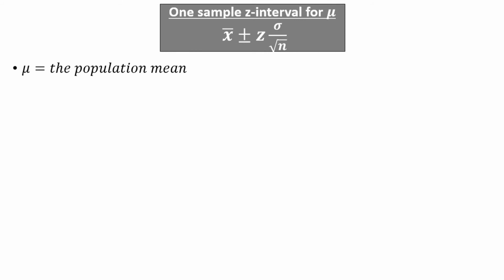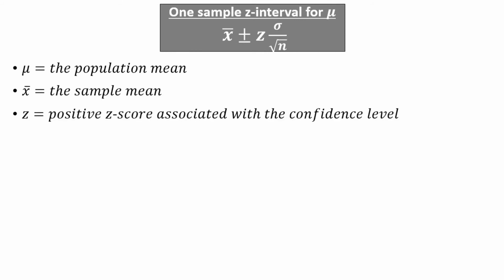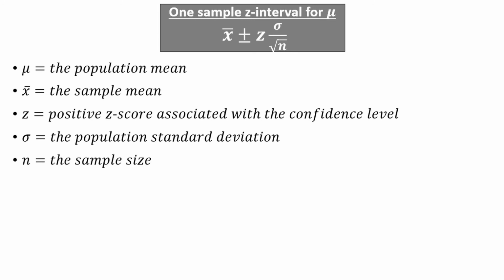Okay, now that we have the assumptions out of the way, let's look at the formula for a one-sample confidence interval for the mean mu using the z-distribution. The formula is x bar plus or minus z times sigma divided by the square root of n, where mu is the population mean, x bar is the sample mean, z is the positive z-score associated with the desired level of confidence, sigma is the population standard deviation that we miraculously know, and n is the sample size.